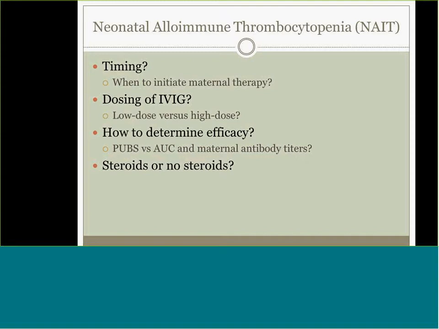Does high-dose IVIG depend on the risk status of the fetus, and if so, what exactly are those markers of being a high-risk fetus? And determining efficacy of these therapies. Is it going to be serial in utero platelet measurements, or is it going to be this AUC and the maternal antibody titers? And then steroids or no steroids, which is always kind of a fun one.